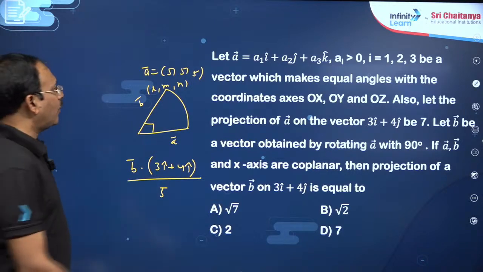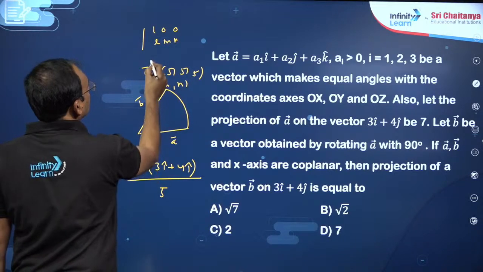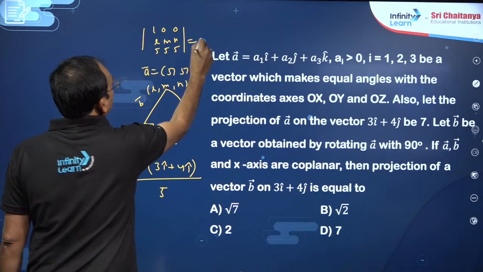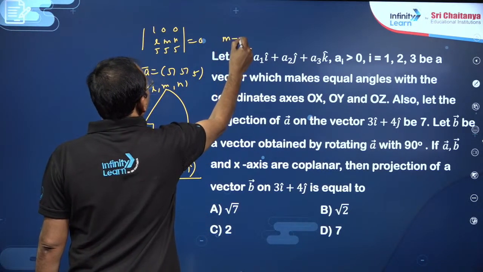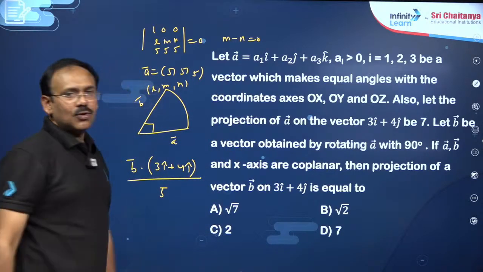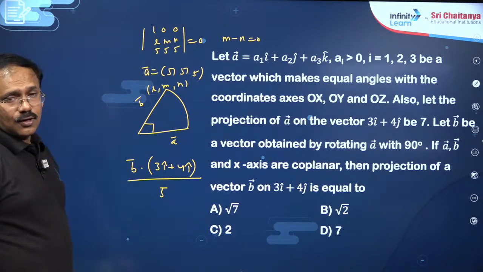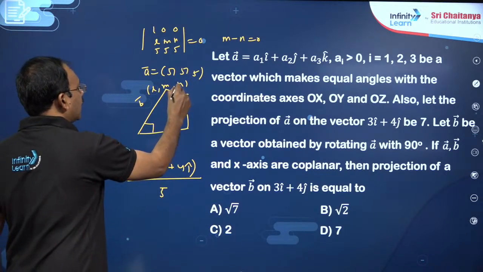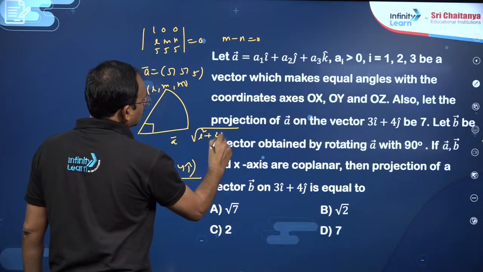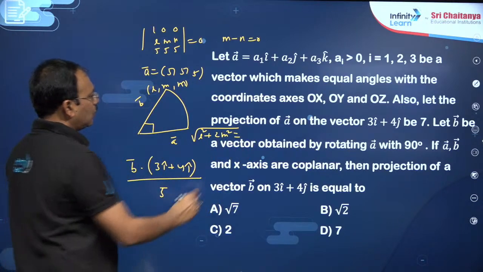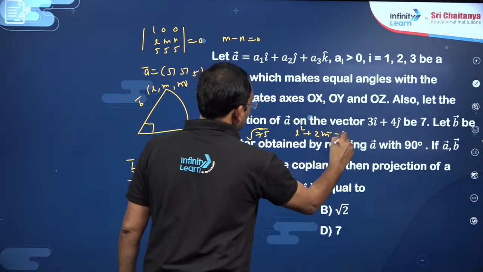Second point, being coplanar with the x axis means the determinant of (1, 0, 0), (L, M, N) and (5, 5, 5) must be 0. So you get 1 into 5M minus 5N equal to 0, so M is equal to N, the first point. Next, its magnitude, root of L squared plus 2M squared, is also root 75. So you get L squared plus 2M squared is equal to 75.